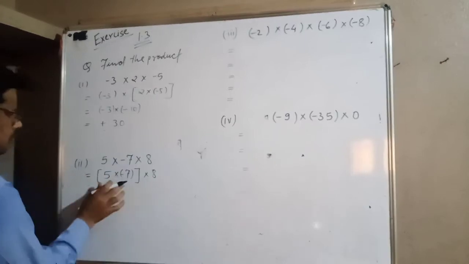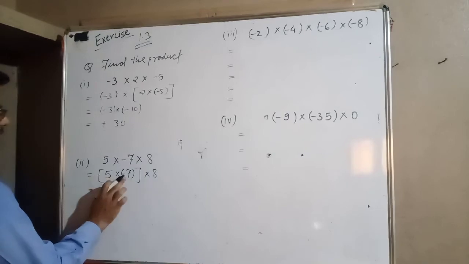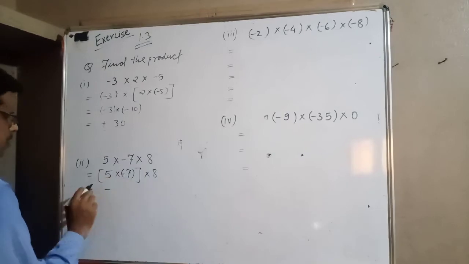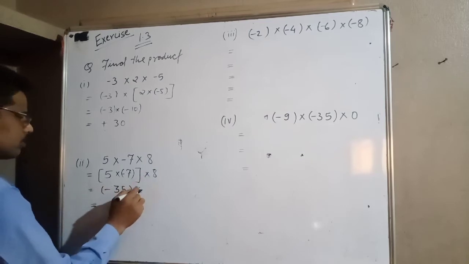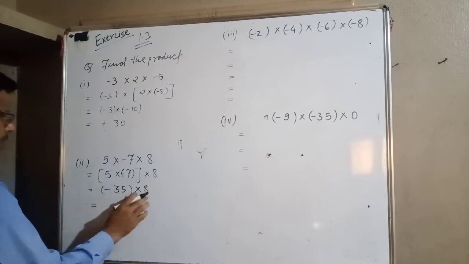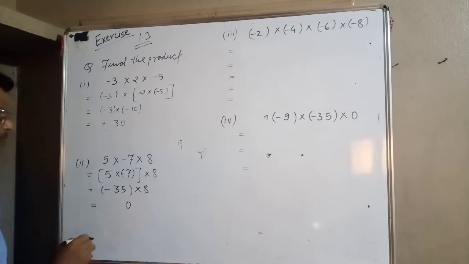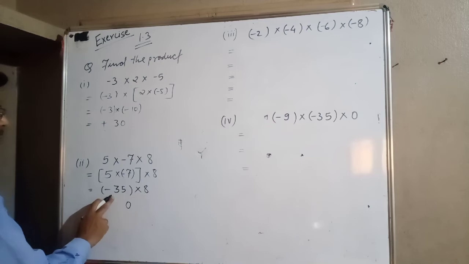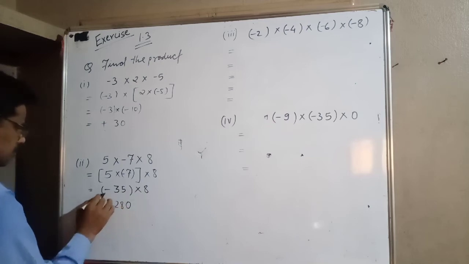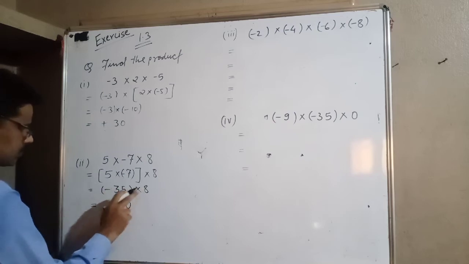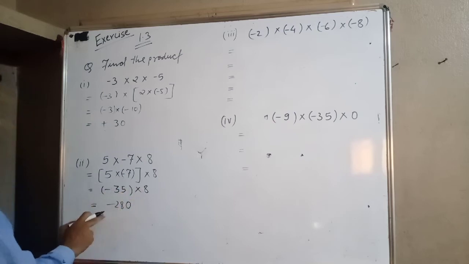Into 8. Now we multiply a positive and a negative: plus minus is minus. 5 sevens are 35, into 8. Now we multiply 8 fives are 40. 0 carry 4, 8 threes are 24. 24 and 4, 28. Minus sign: minus plus is minus. What is the answer? Minus 280.